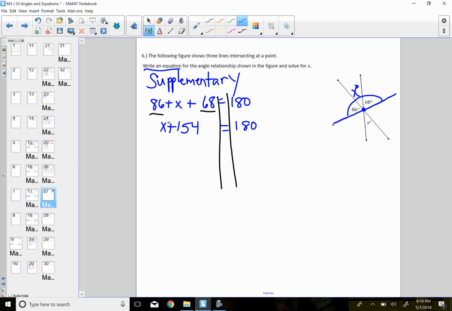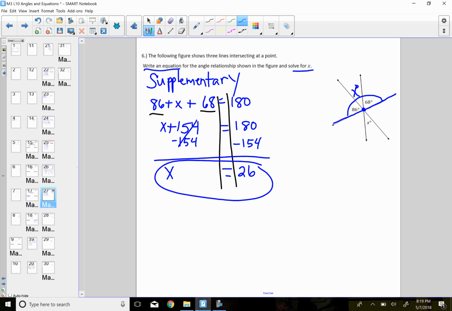And then I'm going to subtract 154 on both sides. And those will cancel, so X will equal 180 minus 154, which is 26. So we wrote an equation, solved for X, we're all finished here. So 86 plus 26 plus 68 makes 180 degrees. We turn to the next page.